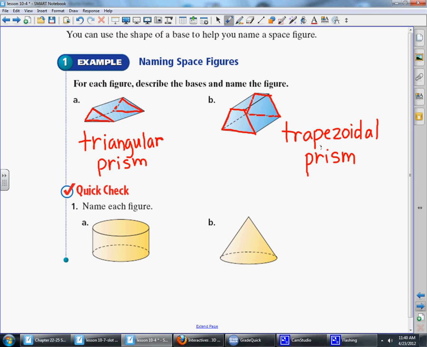Here we have two circle bases, and anything with two circle bases is called a cylinder. And this here, one of my favorite shapes because it reminds me of ice cream cones, and that's my favorite thing to eat. This here is a cone.